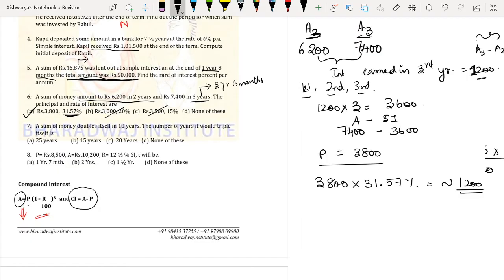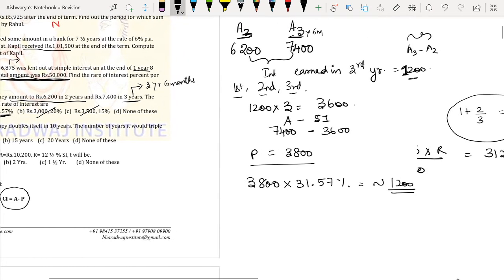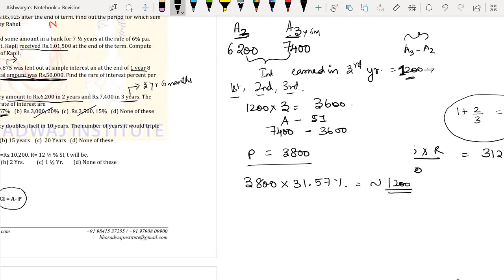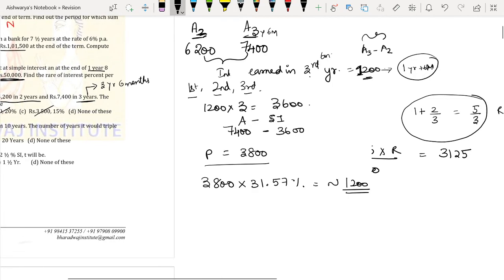What happens in that case? Then it becomes 3 years and 6 months here. So the difference between the two, this 1,200, will be the interest earned in the third year and 6 months time. So it will be the interest for 1 year plus 6 months time. Interest earned for 1.5 years.